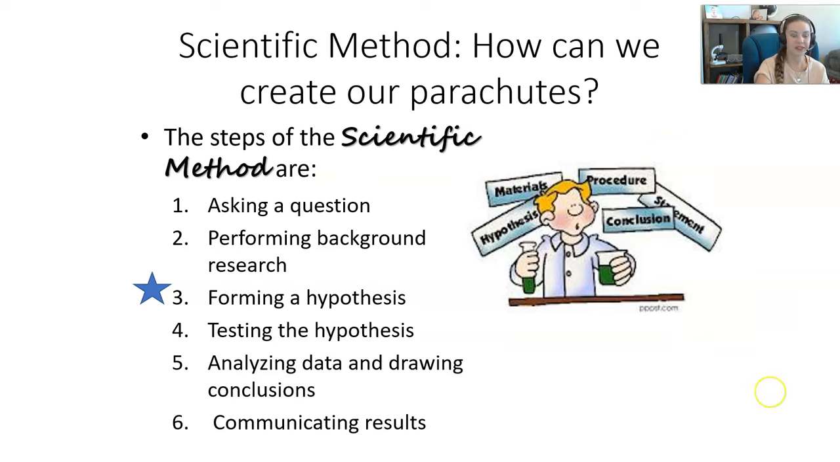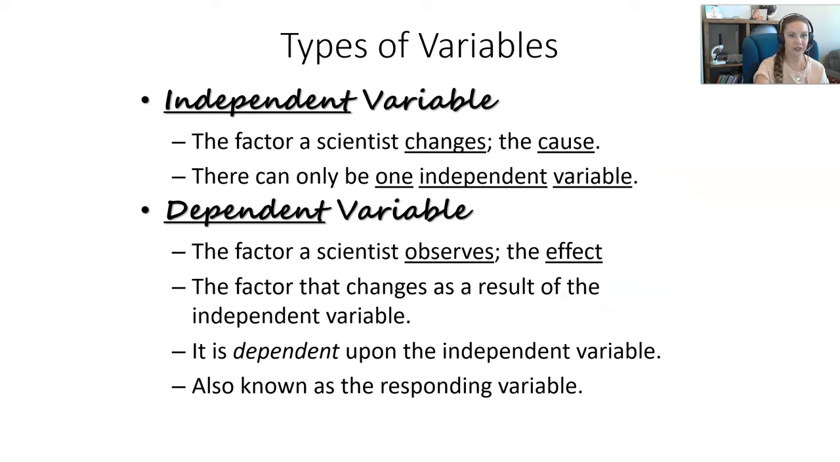Okay, so a hypothesis takes into account the variables. Now we're going to talk about variables more in depth later on, but this is just a quick little intro. An independent variable is the thing that the scientist is going to change. It's going to cause something else to happen, okay? And then the dependent variable is whatever we look at, whatever we measure, whatever happens as a result of our change, okay?